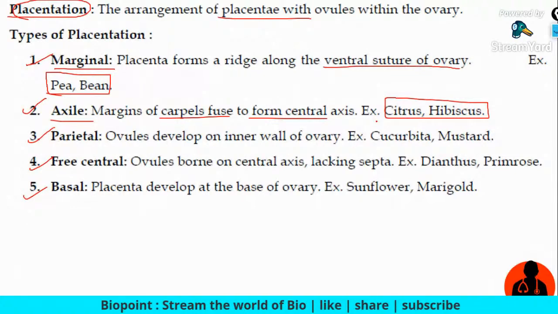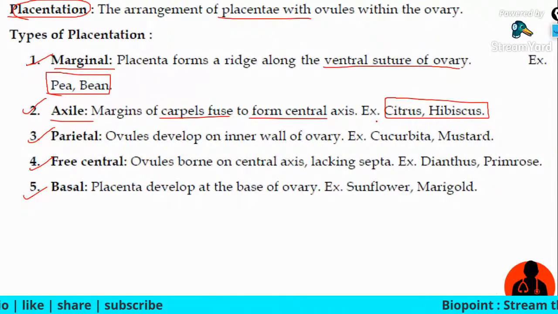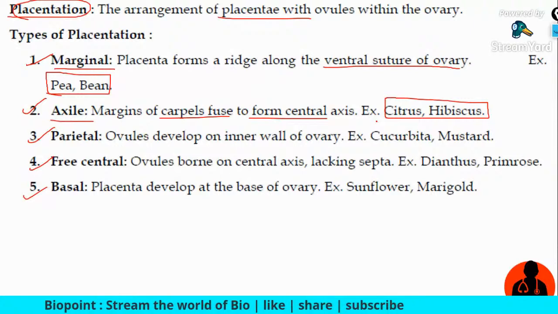Clear? So if you refer to the previous year questions based on placentation, you would definitely be able to see those examples. Marigold, sunflower, dianthus, primrose. They have been interchanged and asked. So no need to worry, everything is there with you. And you have to just read your NCERT with your mind. That's the only thing which you can do.